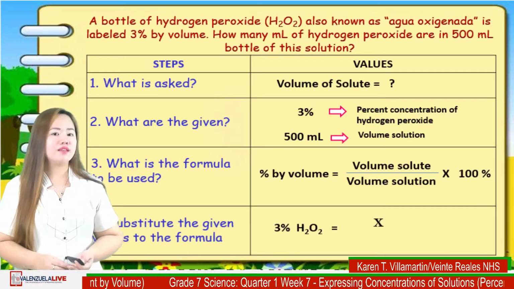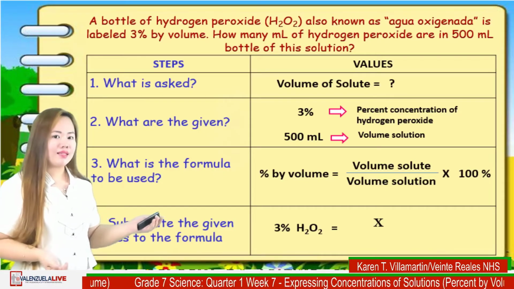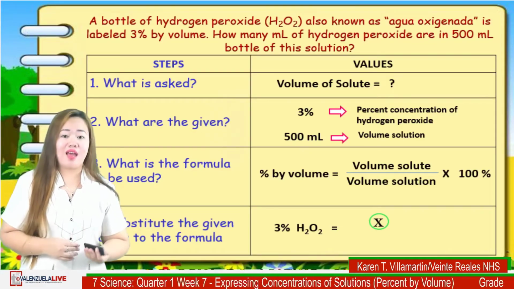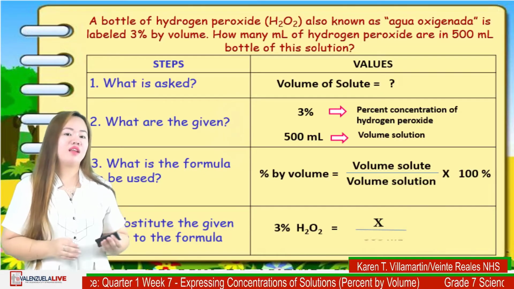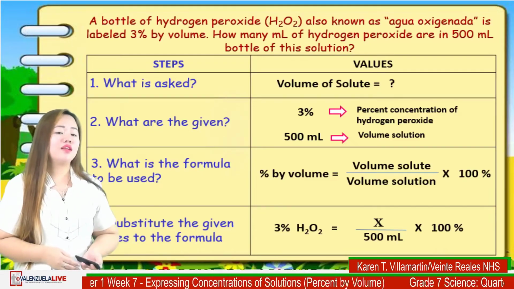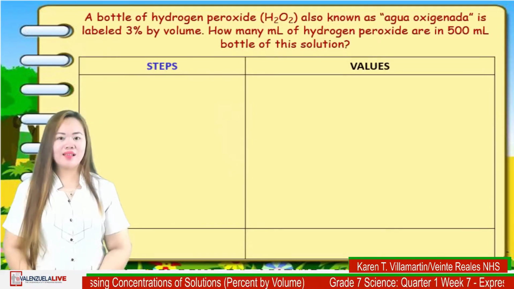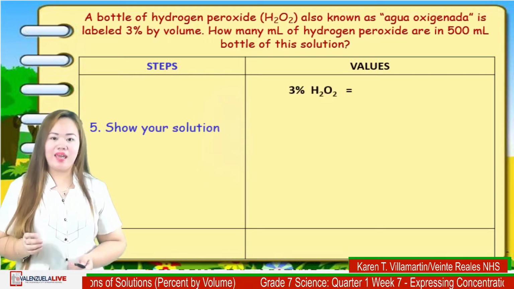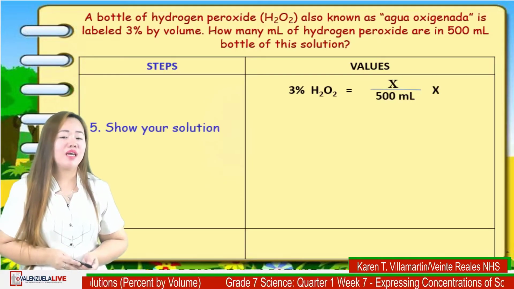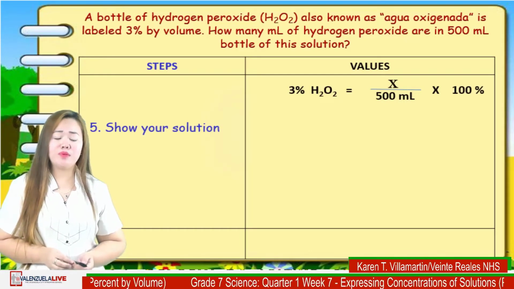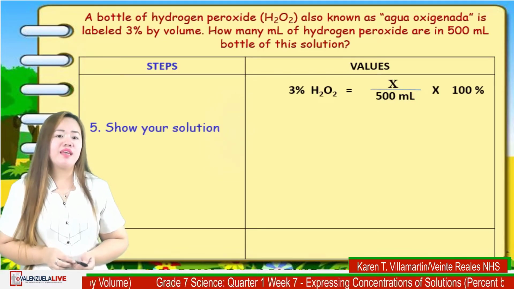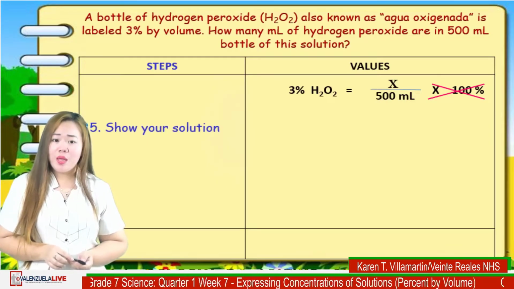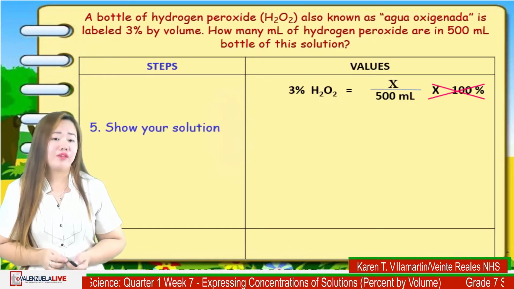3% is the percent concentration of the solution equals X. Again, we will let X be the volume of solute because it is what is being asked in the problem, divided by 500 ml, which is the amount of solution, times 100%. And to show the solution, all you need to do is copy the substituted values. Again, 3% equals X divided by 500 ml times 100%. In this equation, multiplying the ratio of solute to the solution by 100% will not be applicable anymore, because the percent concentration is already given.